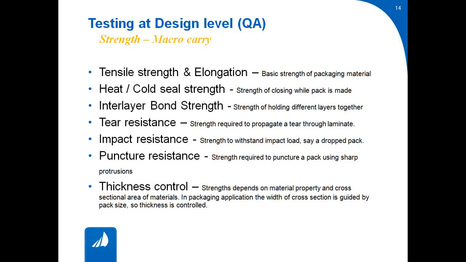Interlayer bond strength. As I mentioned, we use different substrates and different materials to build in different properties of the material, as needed. And these different materials are kept together using adhesives and different methods. Now it is important that they are kept together with a certain strength so that they don't get delaminated or go away from each other at use. So that is interlayer bond strength.